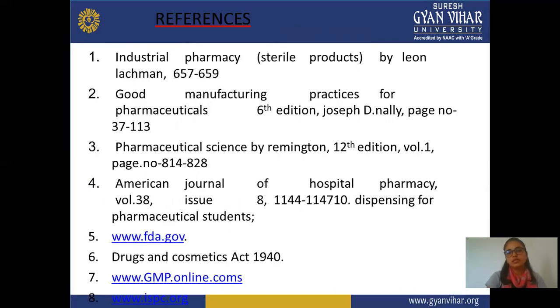Next is the reference part. First, Industrial Pharmacy, Sterile Products by Lachman and Lieberman, page number 657 to 659. Second reference is Good Manufacturing Practice for Pharmaceuticals, sixth edition, Joseph D. Nally, page number 37 to 113. Third is Remington's Pharmaceutical Sciences, 12th edition, volume 1, page number 814 to 828. Fourth is American Journal of Hospital Pharmacy, volume 38, issue 8, 1144 to 1147, dispensing pharmaceutical students.